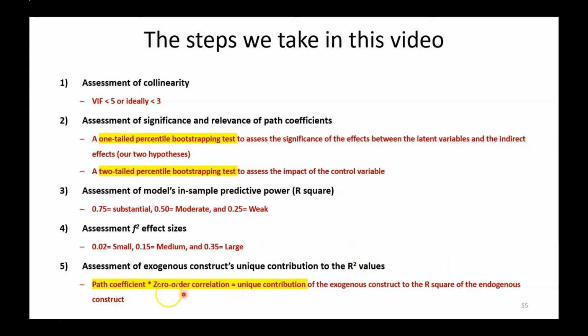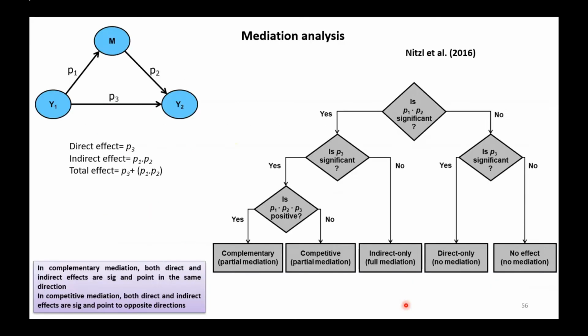This is the formula that we are going to use to compute the unique contribution of an exogenous construct to the R-square value of an endogenous construct. You need to multiply the path coefficient between those two constructs by their zero order correlation, and then the result will be the unique contribution of the exogenous construct to the R-square value of the endogenous construct. Alright, and since we are going to test two mediating hypotheses, I'm going to show you how you can determine the type of the mediating effect.